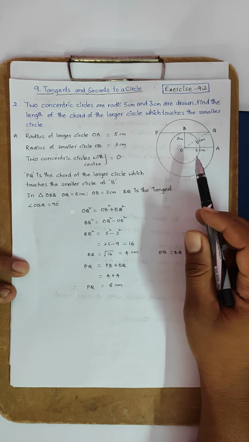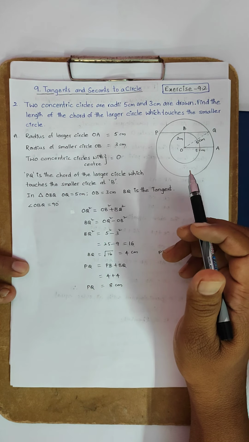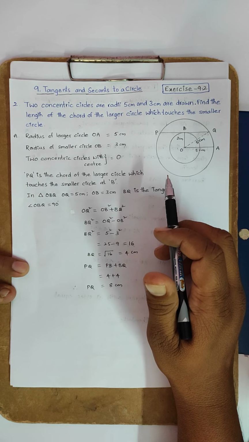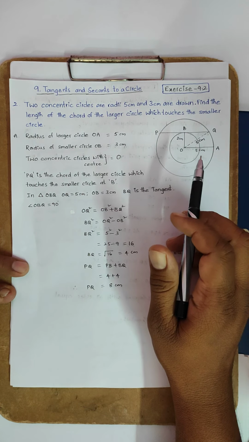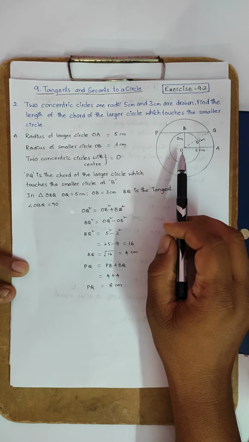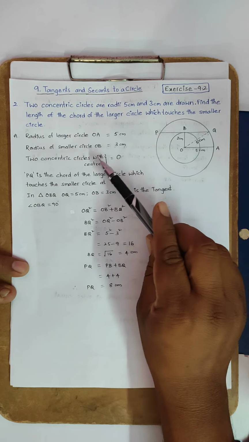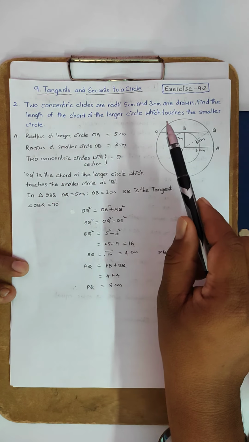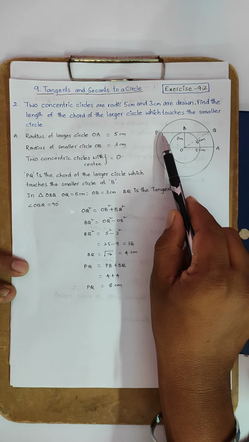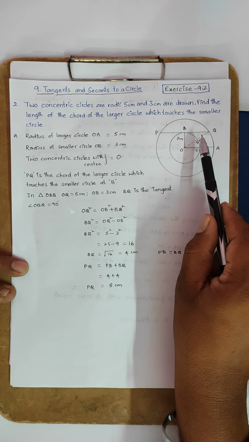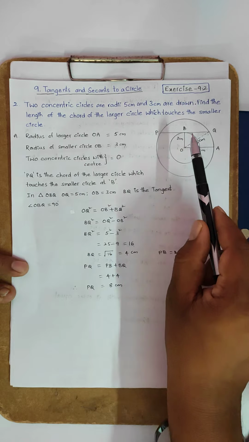The diagram is already given in the problem. Two concentric circles means those circles which have a common center. One circle has radius 5 centimeter, another circle has radius 3 centimeter. Find the length of the chord of the larger circle. This is the larger circle, and its chord is PQ, which touches the smaller circle.